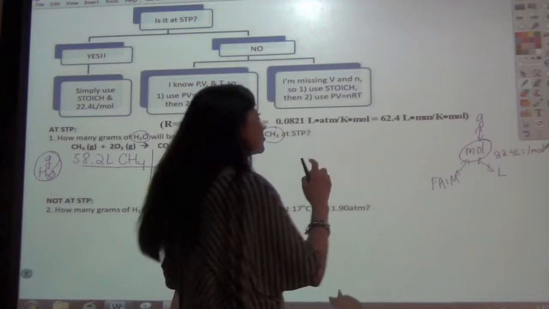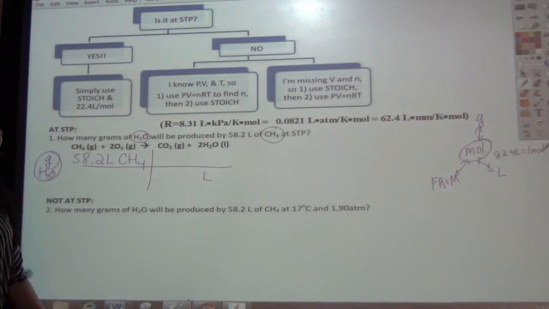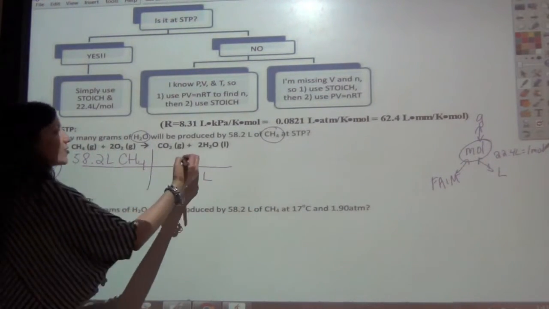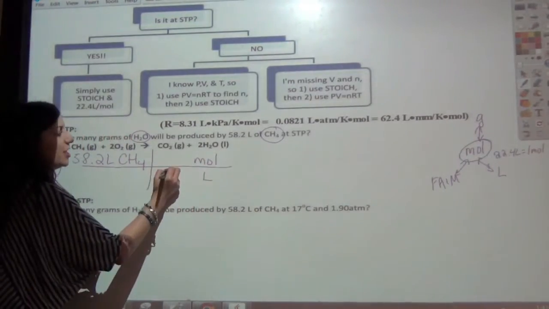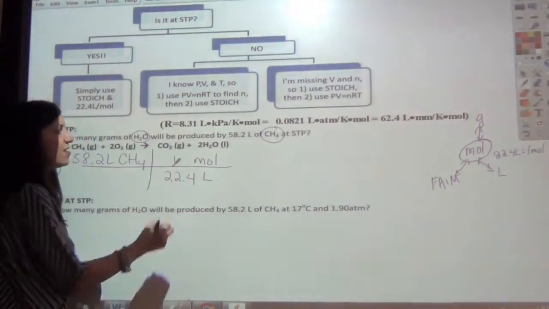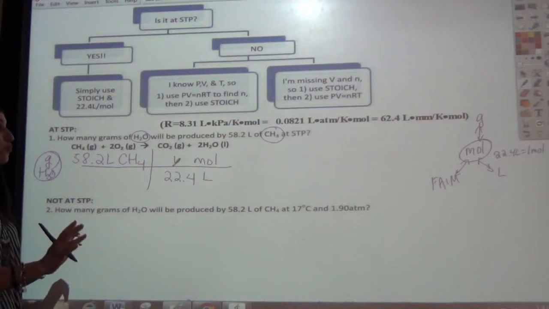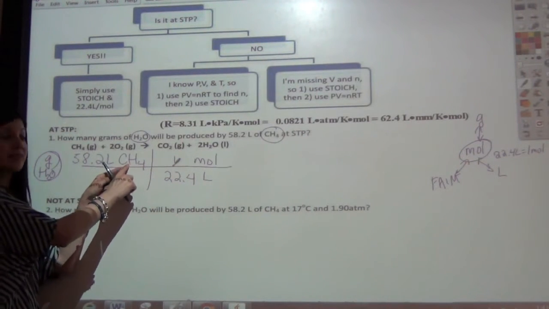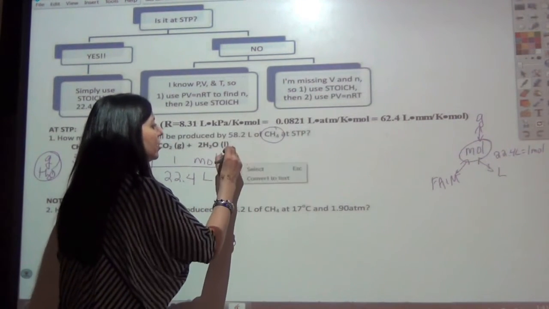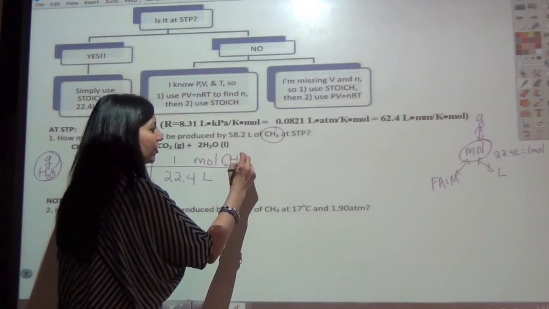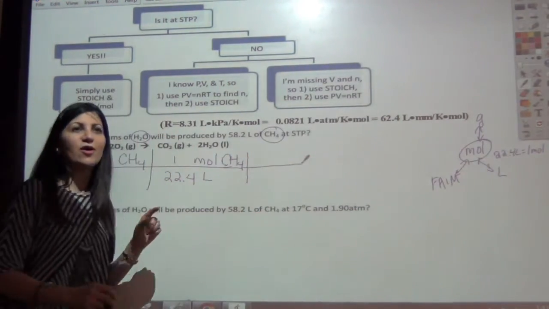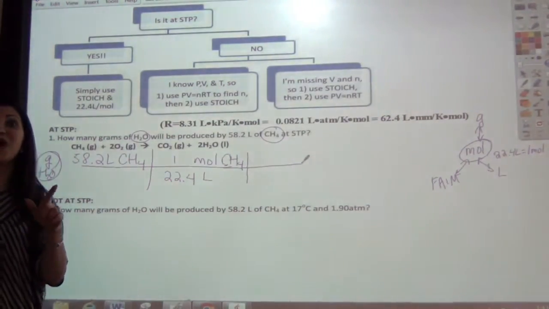So I'm in liters, so guess where I can go? To moles. Perfect. So I'm going to go liters to moles, which means I'm going to use 22.4 liters for every mole. Now it's really important though that you write, we have not switched our substance. It's still CH4. Do you remember where you can switch your substance? We called it a mole ratio.